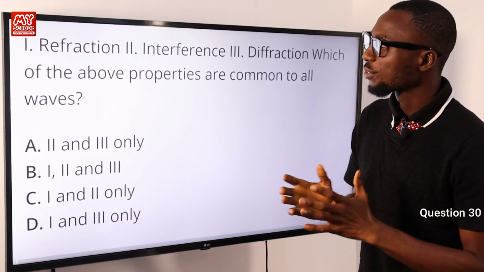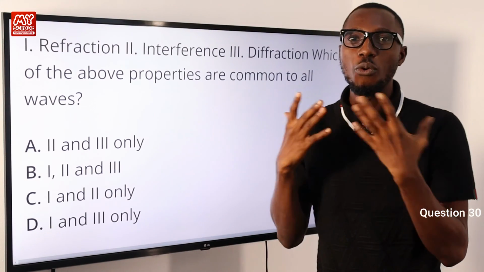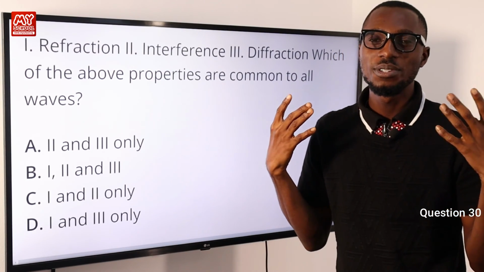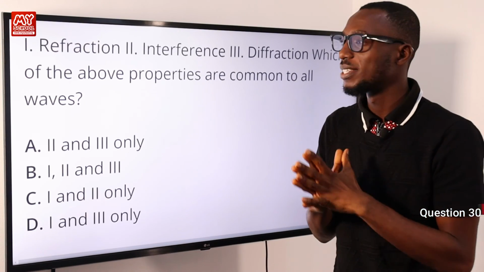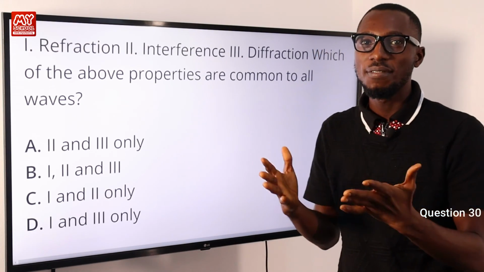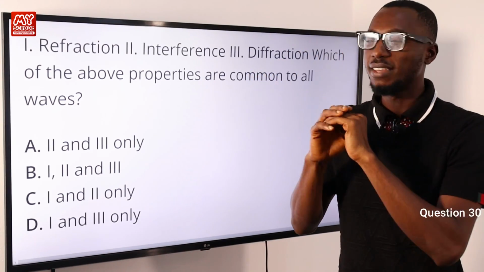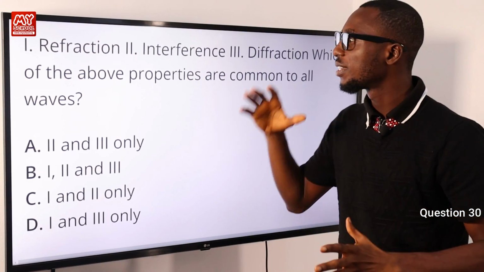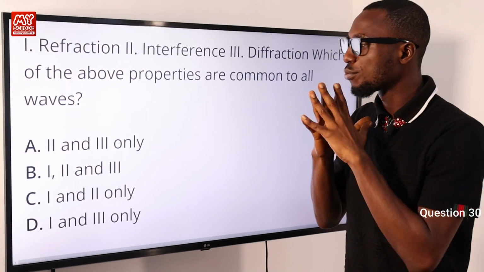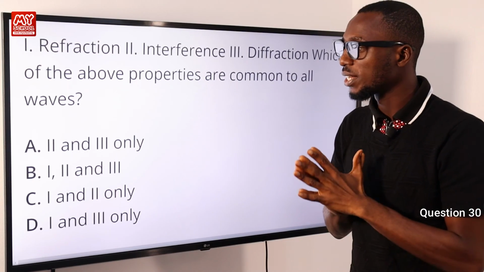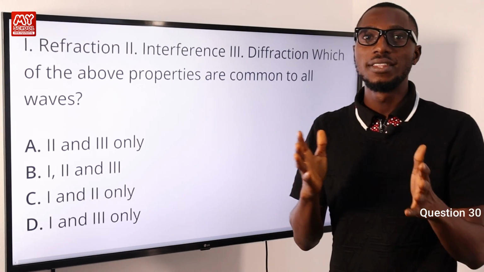30. Refraction, interference, diffraction. Which of the above properties are common to all waves? The first thing to do is to remember the properties of waves, and some of them include reflection, refraction, interference, diffraction. Going back to the context of the question, we've mentioned refraction, interference, and diffraction. All of these properties are common to waves. So the most viable option here is option B, Roman figure 1, 2, and 3.